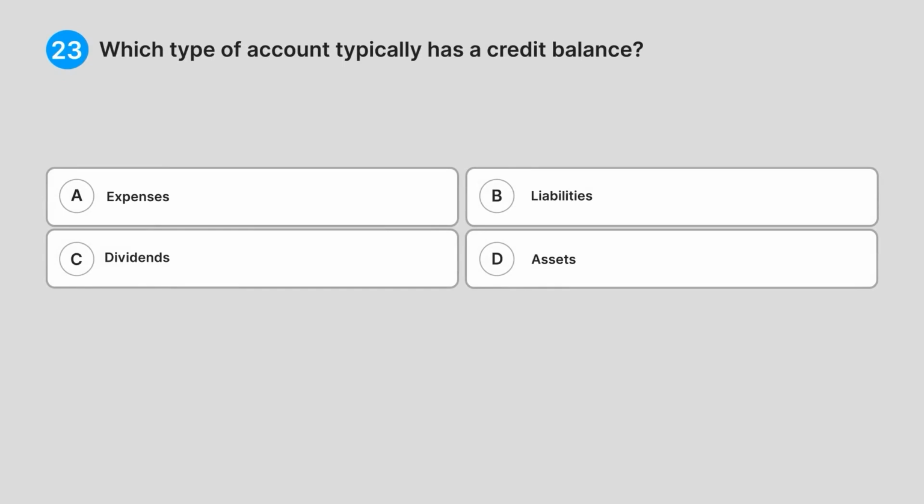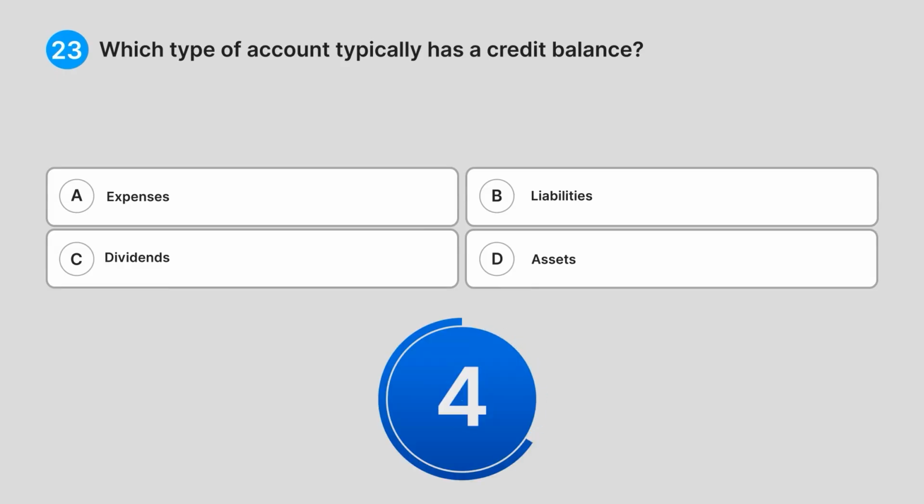23. Which type of account typically has a credit balance? A. Expenses. B. Liabilities. C. Dividends. D. Assets. Can you guess the answer?